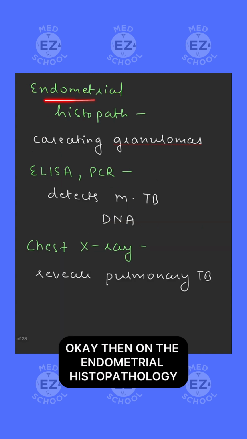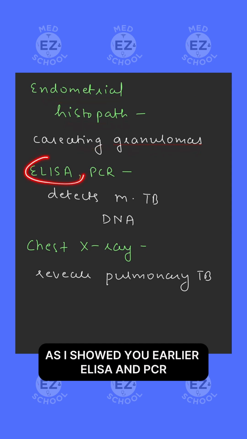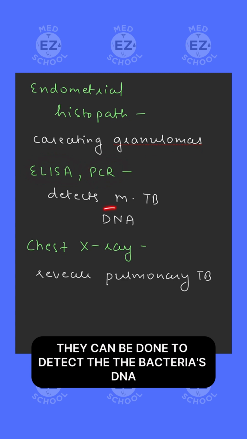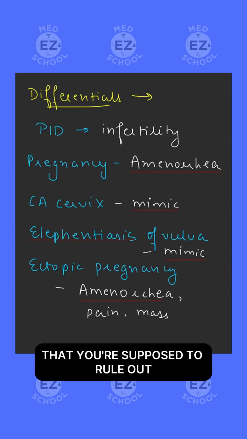Then on the endometrial histopathology, you're going to see caseating granulomas, as I showed you earlier. ELISA and PCR can be done to detect the bacteria's DNA. Chest X-ray can be done to check if the patient still has pulmonary TB. So these are the differentials that you're supposed to rule out.